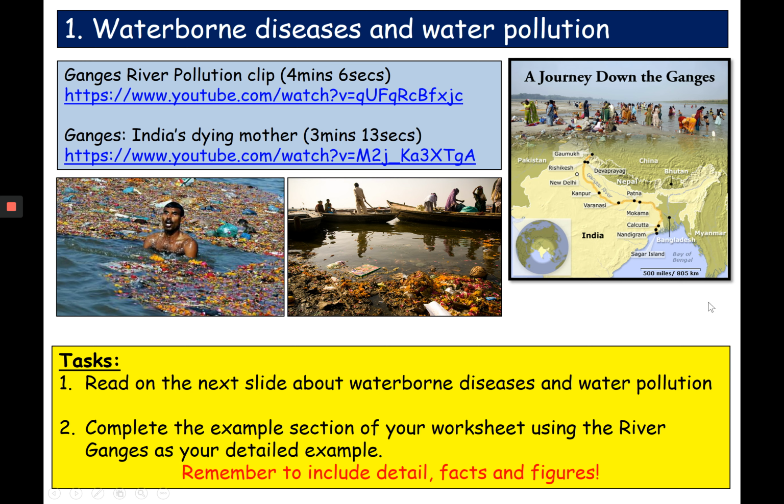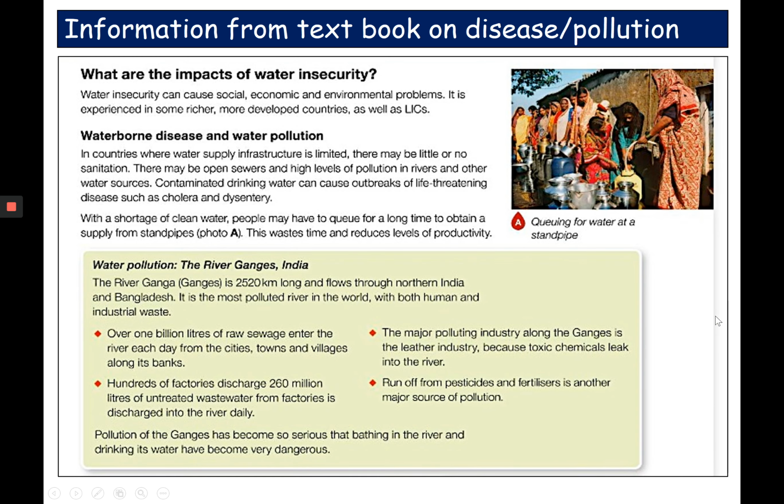our example box, every single day there is around 1 billion litres of raw sewage pumped into the river from communities along the river. And that pretty much is a polite way of saying people are pooing into the river. And you can imagine the health problems that come from that for people that then are drinking that water, bathing in it, or cleaning with it, or cooking with it.